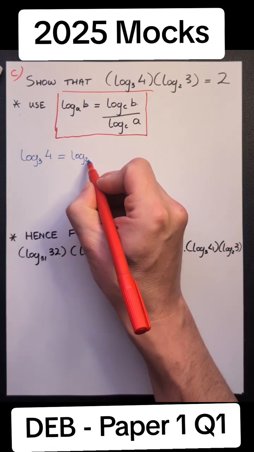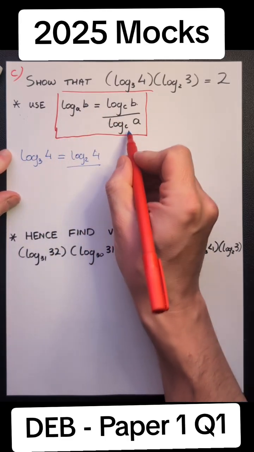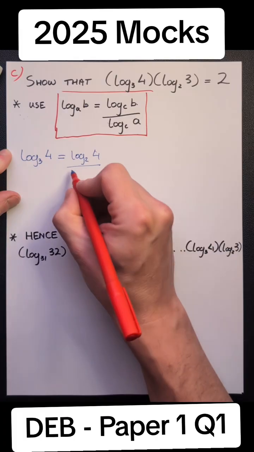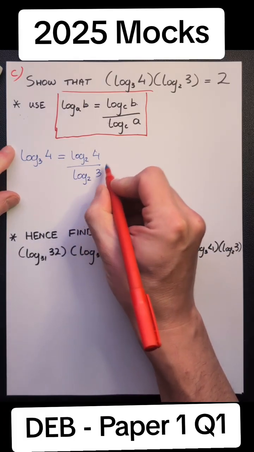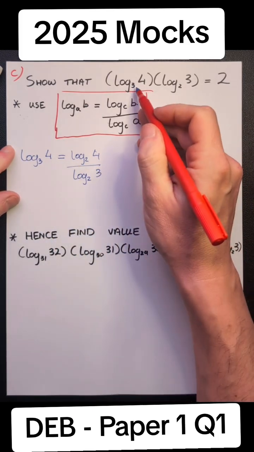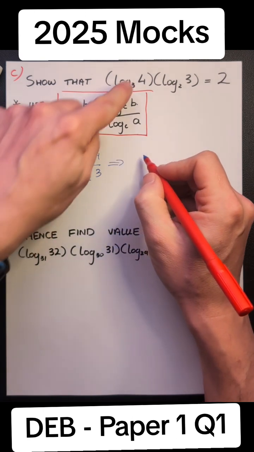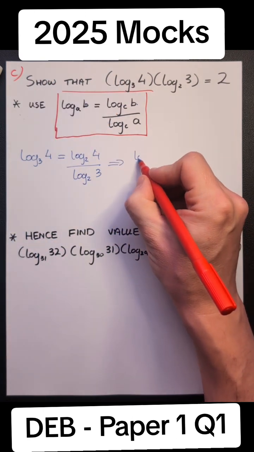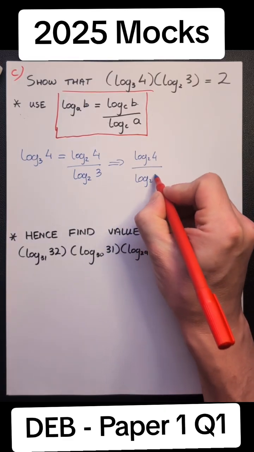It doesn't matter what you want to change it to. You just have to put the B part, which is the 4, on top, and you have to put the A part, which is the base, on the bottom. So it changes to this kind of thing here. Okay, so I've put the 4 on top and the 3 on the bottom. So now I can change this guy out to this stuff here. So if I do that, instead of log base 3 of 4, I'm going to change that to log base 2 of 4 over the log base 2 of 3.